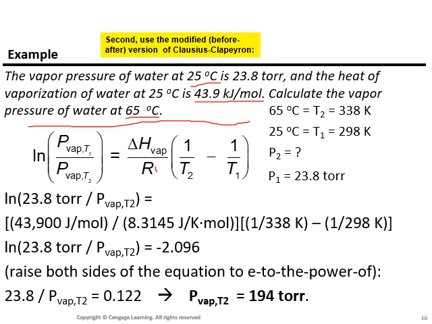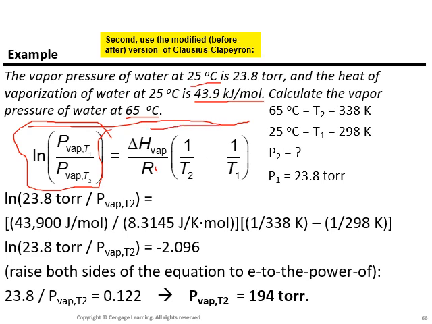And then we know one of the P's. We know that P1 is 23.8 torr. We can leave the P1 and P2 in torr because we just need the ratio. So first of all, let's find the whole quantity on the left-hand side by just substituting in what each one of these things on the right is.